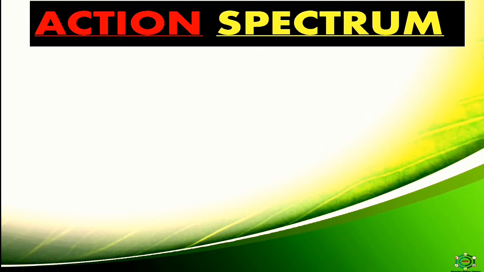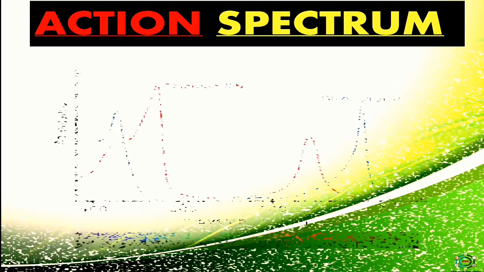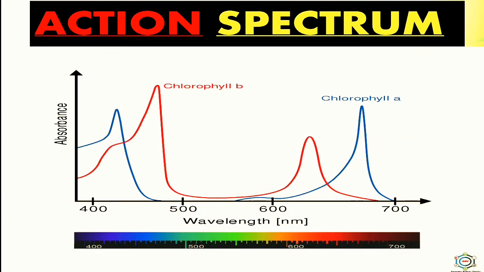Now, after this, action spectrum. So what is action spectrum? Action spectrum is a curve plotted on a graph paper representing the amount of oxygen evolved, or the amount of carbon dioxide fixed, or any other action of photosynthesis at different wavelengths of light. It has been observed that photosynthesis occurs maximum in the blue and red regions of the visible light.